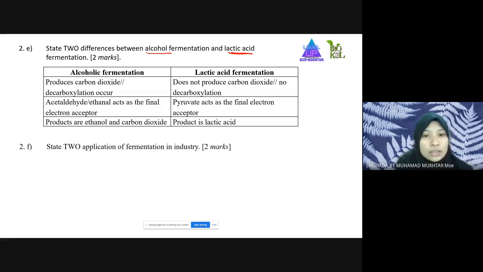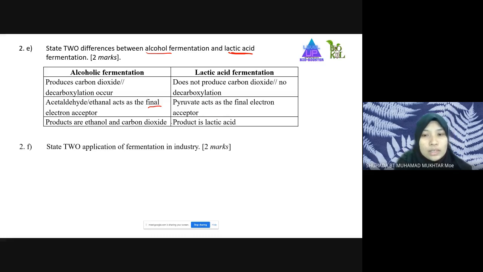Okay, next ialah in term of final electron receptor. Okay, so in alcoholic fermentation acetaldehyde acts as the final electron acceptor, while in lactic acid fermentation pyruvate acts as the final electron acceptor.